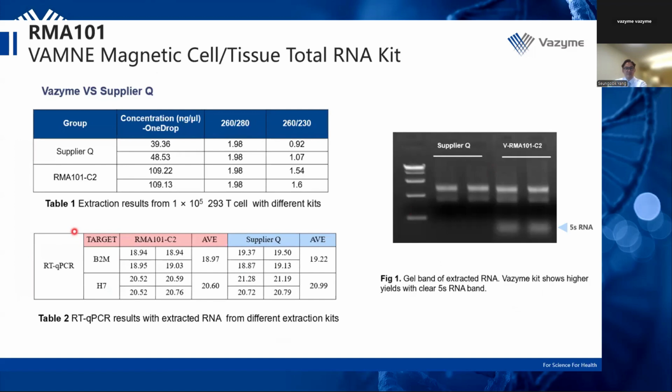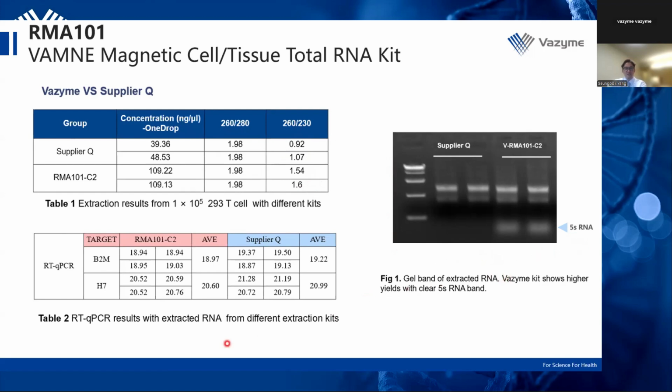So let's take a look at the performance. So in table 1, we see that the RMA101-C2 delivers significantly higher RNA concentrations and very similar 260/280, and you can see significant differences in the 260/230 data. And in figure 1, the gel electrophoresis shows that the RNA extracted from RMA101-C2 has a stronger signal and clearer 5S RNA bands, even the RNA bands.